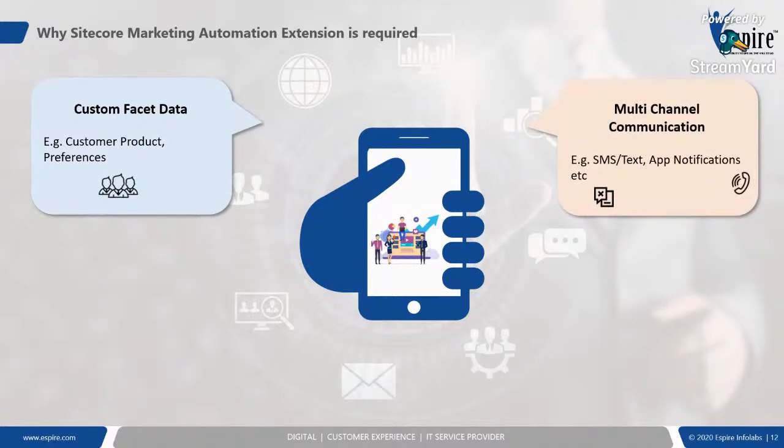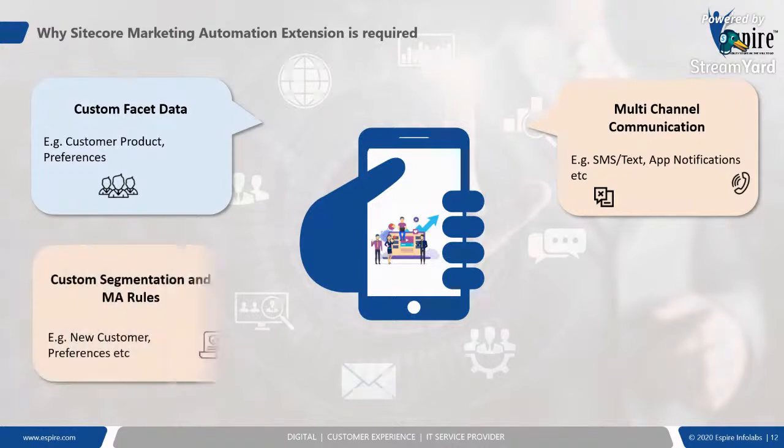And again, by default, Sitecore marketing automation provides communication using emails. But suppose you have to send an SMS or text or WhatsApp message or any application notification from here, then you need to extend the marketing automation, and it's quite easy to extend. And you want to have custom segmentation, like you are enrolling a list, but sometimes you don't want to enroll the whole list into it. You want to enroll a list based on the segmentation of your users, right? And then again, you need to create custom segment rules for that.